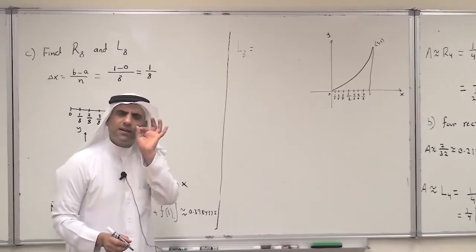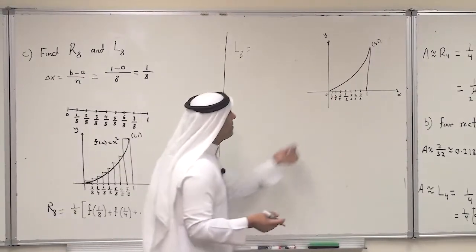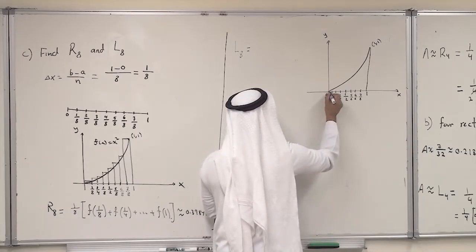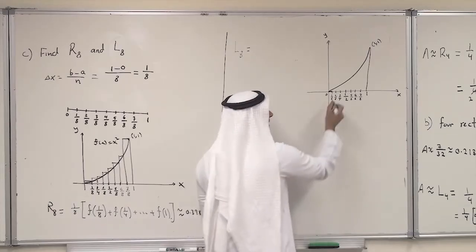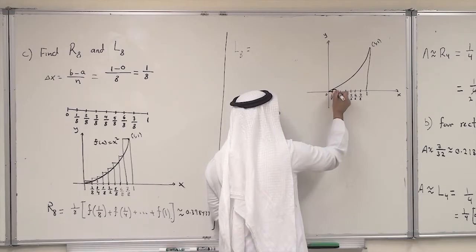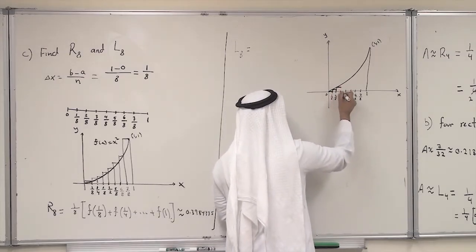How to draw the left point approximation and 8 subrectangles. Simply, you go to the first interval, choose the left point. The left point here is 0, so the altitude is 0, so this is our first rectangle. In the second sub-interval, I choose the beginning of the interval, so that will give me another rectangle, and so on. You go to the last one.